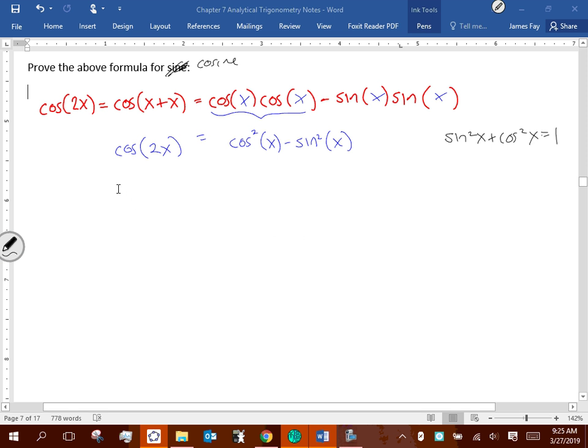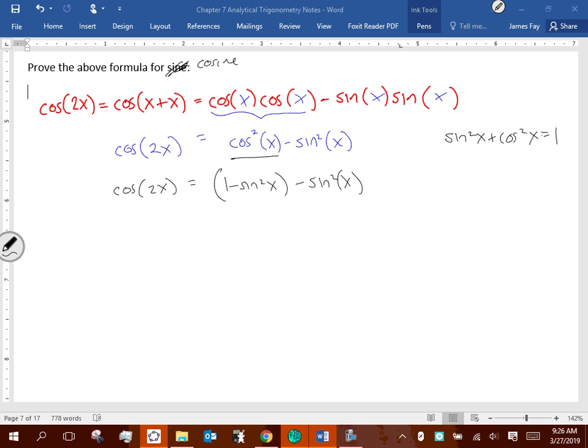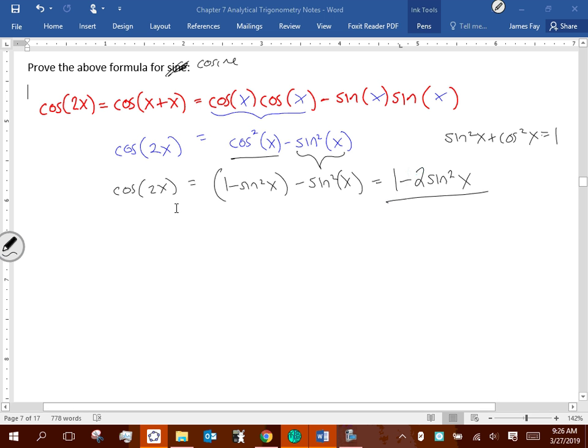Okay, so I can say that the cosine of 2x is equal to, let's replace cosine squared. If I replace cosine squared, wouldn't it be with 1 minus sine squared x, right? And then minus the sine squared here. Okay, so that's that. So doesn't that give me 1 minus 2 sine squared x? There's another version of your double angle formula.